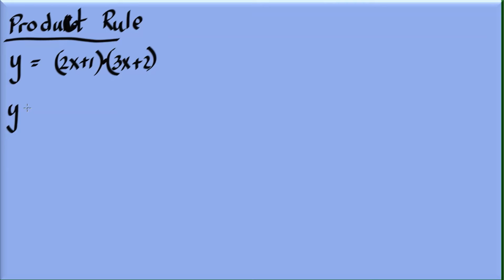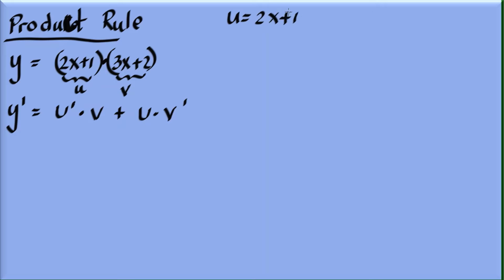Then the product rule suggests that we take the derivative of u. So let's assign this first binomial to be our u, and the second binomial is the v. So the product rule formula says get the derivative of u multiplied by v plus u times v prime. So our u here is 2x plus 1. I'm going to go ahead and get the derivative of u. That's u prime, which is 2. Our v is 3x plus 2. So its v prime is 3.